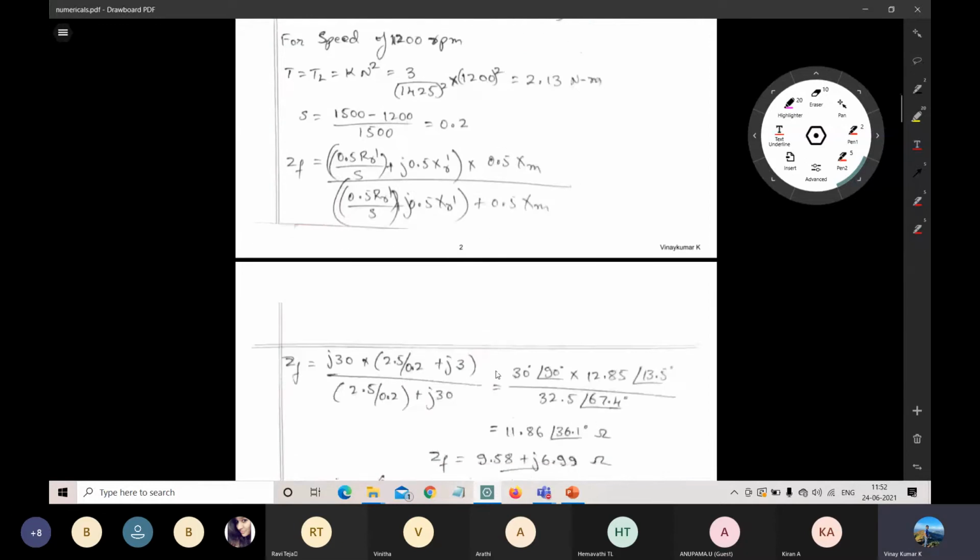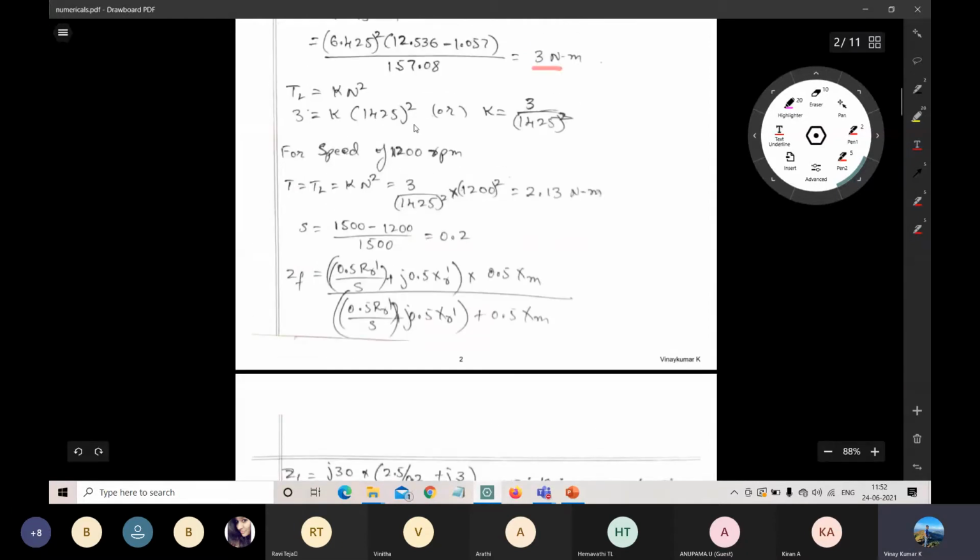Okay. So for speed 1200 RPM. So till now we have calculated for 1425 RPM. But now we need to calculate for 1200 RPM. So from now onwards, the process is reverse.